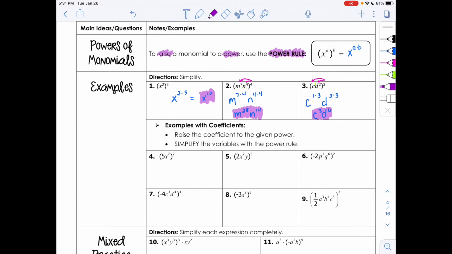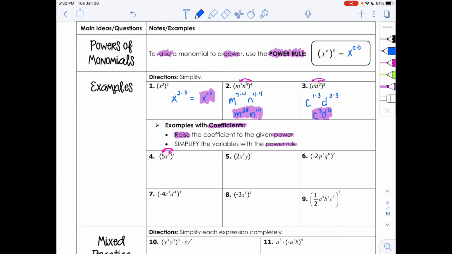Let's look at it if we have a coefficient. So remember that coefficient, the number in front of it. So what you want to do first is deal with your coefficient first. So raise that coefficient to that given power outside your parentheses, and then do your power rule. So when you look at number 4, you can see it looks different in the fact that we have that 5 coefficient. So the exponent 2 on the outside still applies to everything. So it applies to the coefficient and it applies to the x to the 7th.